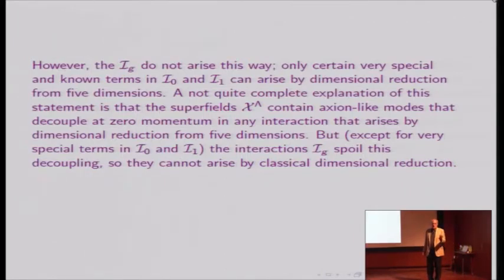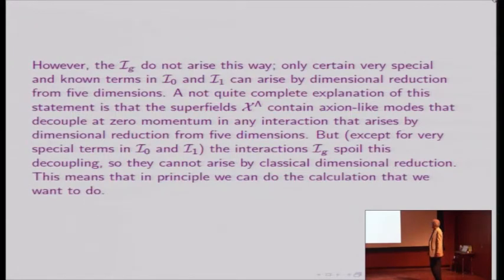So I've cut some corners. Okay, I simplified slightly, but that'll at least give you a first orientation of why you can't get the IGs from 5 dimensions. And we need to know that before we get started. So in principle, we can do the calculation we want to do. That's good news.